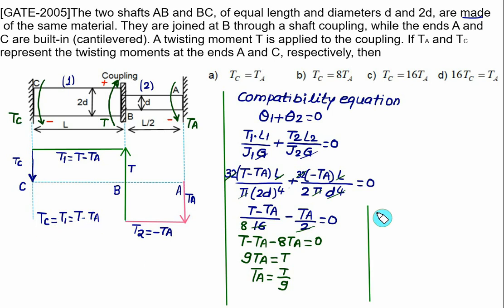So since here we have TC is equal to T minus TA, T will be as it is minus T by 9, which will be equal to 8 by 9 times T. So clearly here the value of TA is T by 9 and value of TC is 8T by 9. It means that TC is 8 times the value of TA. Choice B is correct.